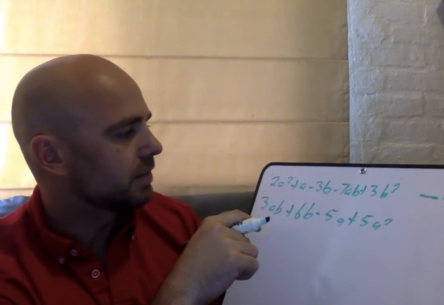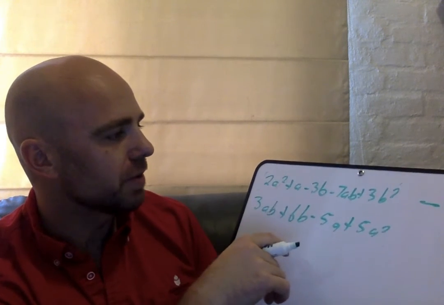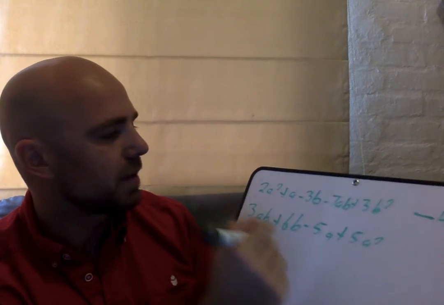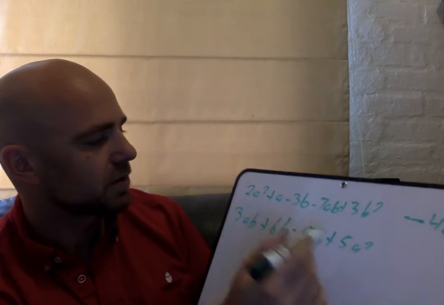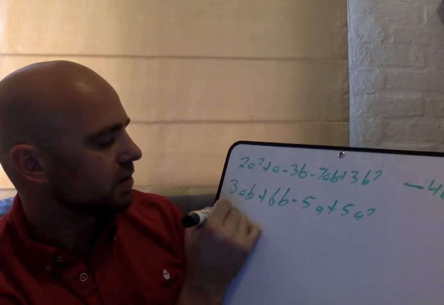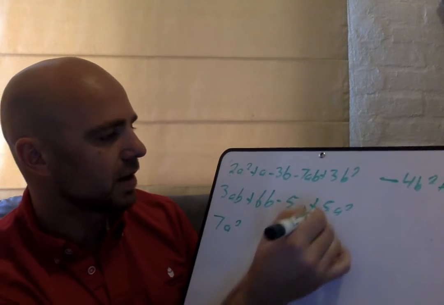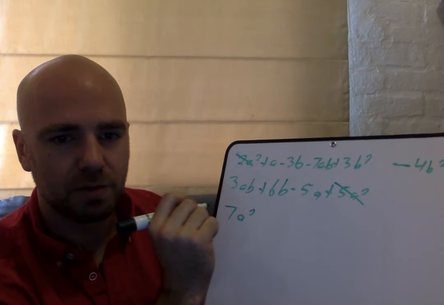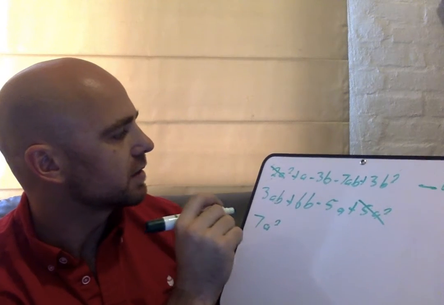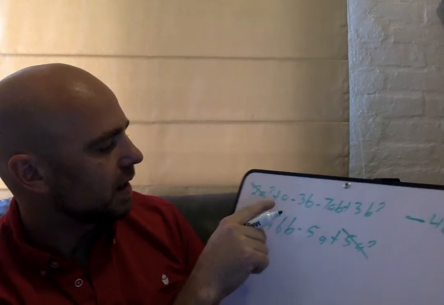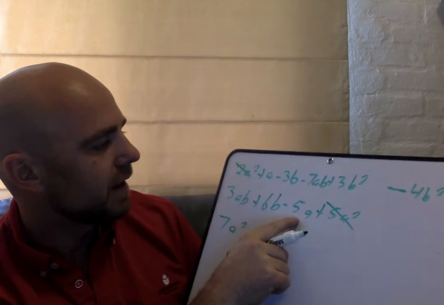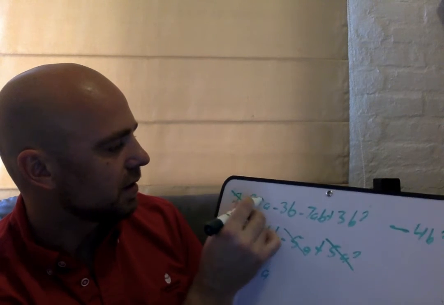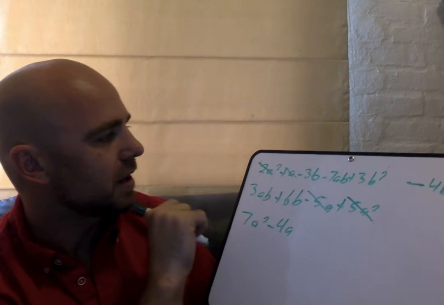Now I'm going to break things up. Some of you might want to rewrite it and regroup things. What I like to do is cross them out. I'm going to start with my a squareds. I've got 5a squared and 2a squared, which is going to give me 7a squared. These are gone. The next I want to move to my a's. I have 1a here, and then I have negative 5a's here, so it's going to be minus 4a.